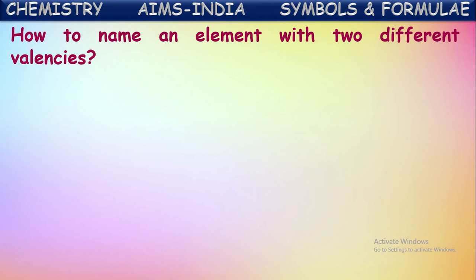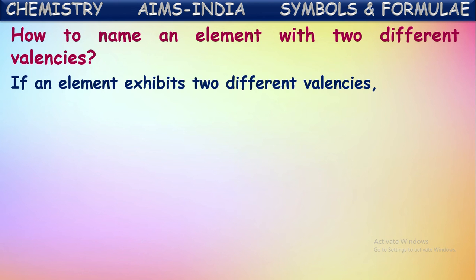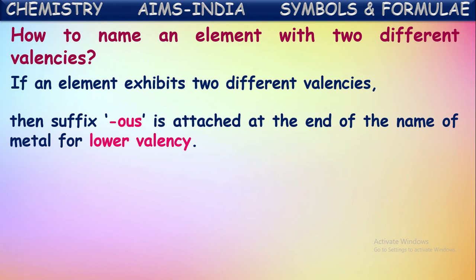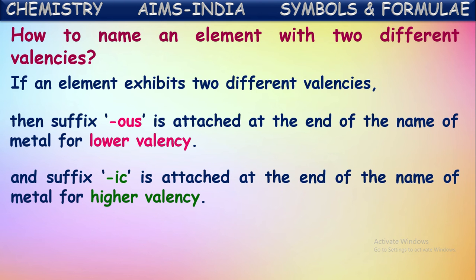But if some element is exhibiting more than one valency, then how to name these ions with different valencies? That is, let us see here how to name these different ions which are formed with different valencies by an element. If an element exhibits two different valencies, then suffix ous is attached at the end of the name of the metal for lower valency, and suffix ic is attached at the end of the name of the metal for higher valency.